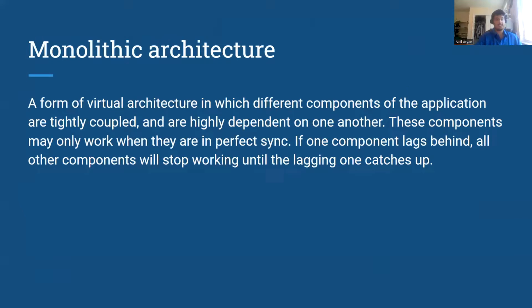So before we talk about SNS and SQS, let's talk about monolithic architecture, which is a form of virtual architecture that is most commonly found, in which different components of the application are tightly coupled and highly dependent on one another. These components may only work together if they're all in sync, all working at the same time on the same thing. But if one component lags behind, all the other components need to lag behind until the one that first slowed down catches up. Now, this is not what we want.